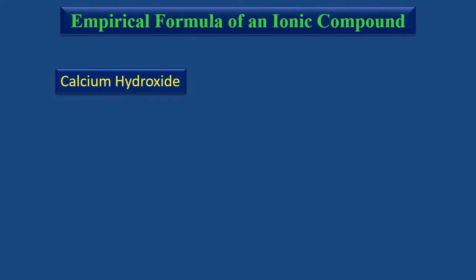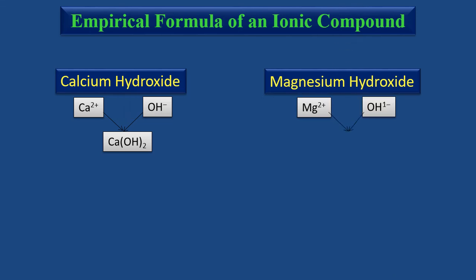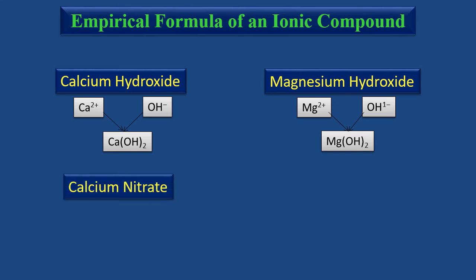Next is calcium hydroxide. Calcium is Ca2+, hydroxide ion has a formula OH-. So again we use parentheses with OH because it is a group of 2 atoms. So Ca(OH) whole twice is the empirical formula of calcium hydroxide. Magnesium hydroxide has same formula just like calcium hydroxide, that is Mg(OH) whole twice.